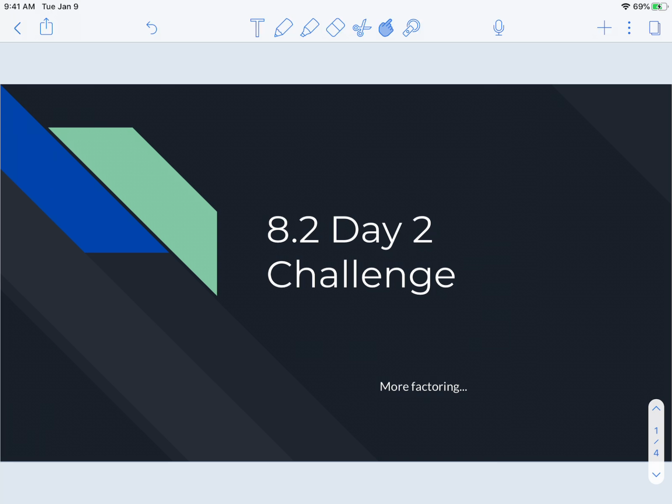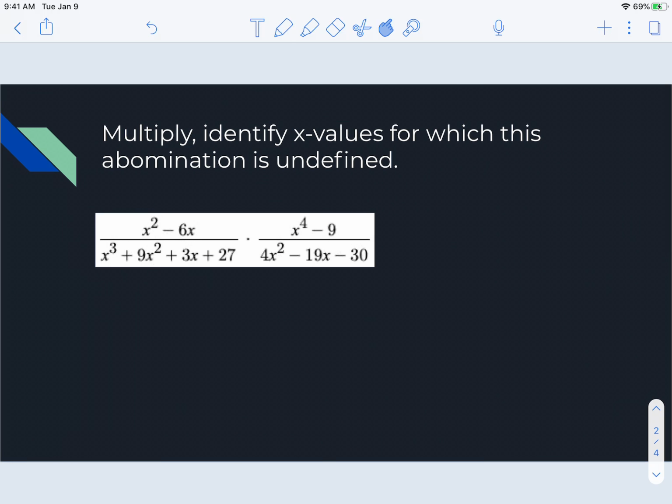So 8-2 day 2, this is going to be multiplying and dividing rational expressions, except it's going to be the more difficult factoring that we covered in the factoring review challenge. Okay, so taking a look at this one, pause and try it out if you think you got it, and then unpause when you're ready. And we are going to do the identify the x values for which it's undefined for this one, just because it's a challenge video. Okay, so we'll split this up and we'll do it one piece at a time.